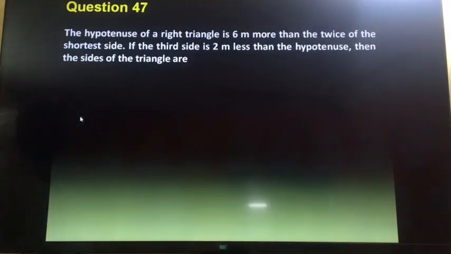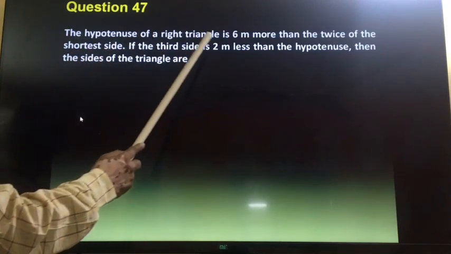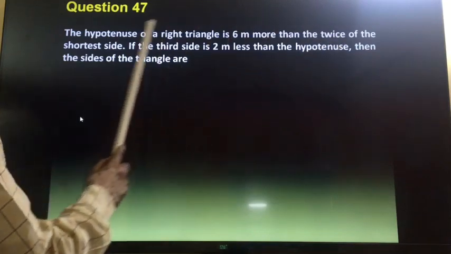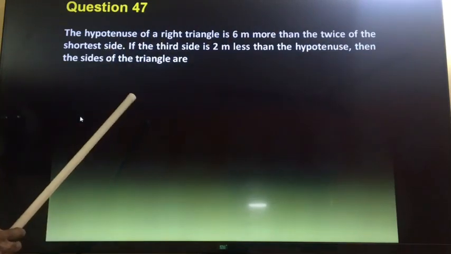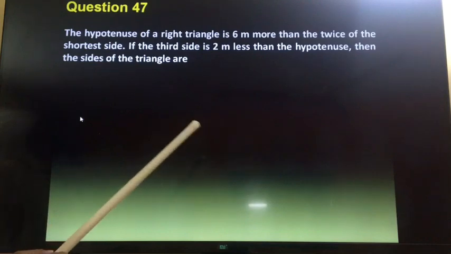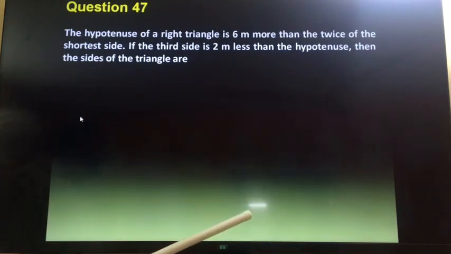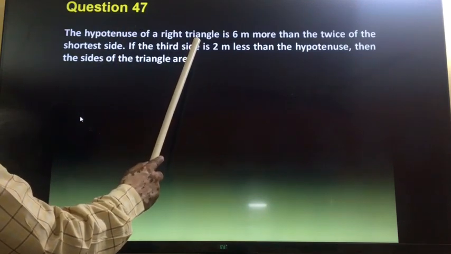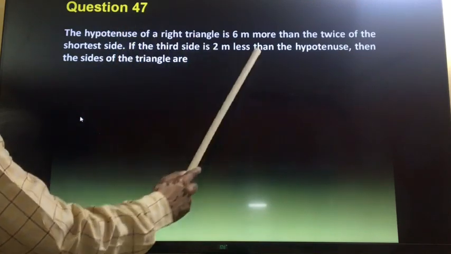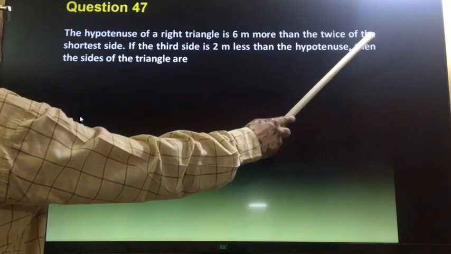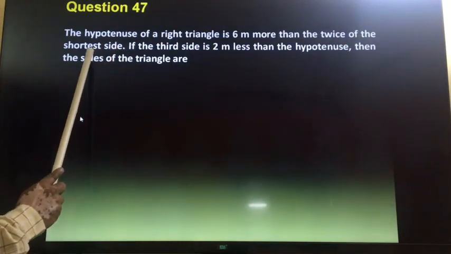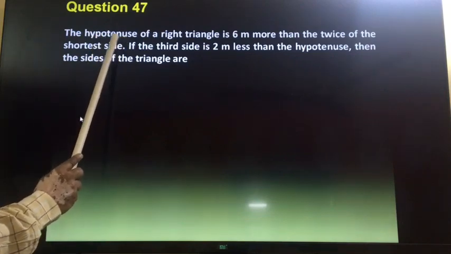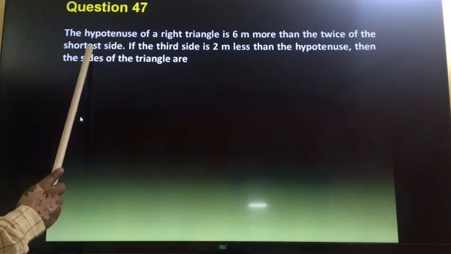Now question number 47. The hypotenuse of a right triangle is 6 meter more than twice the shortest side. In this type of question, to make the equation, you have to read the question carefully to understand what is given. Hypotenuse of a right triangle means a right triangle is given and the hypotenuse is 6 meter more than twice the shortest side. In a triangle there will be one shortest side and the longest side will be the hypotenuse, and the second side will be bigger than the first side.